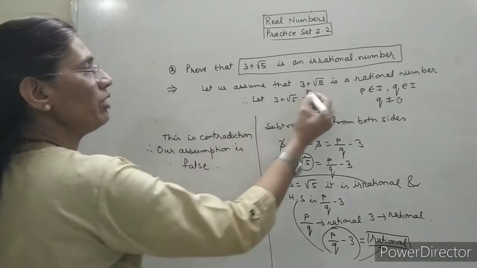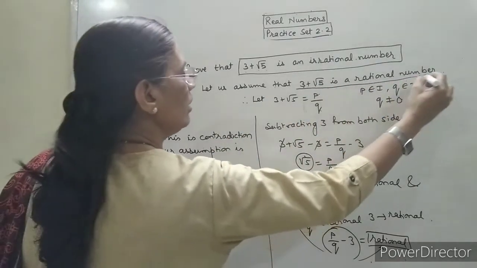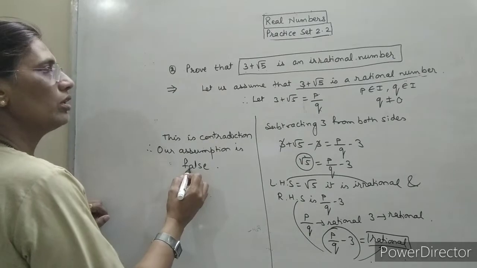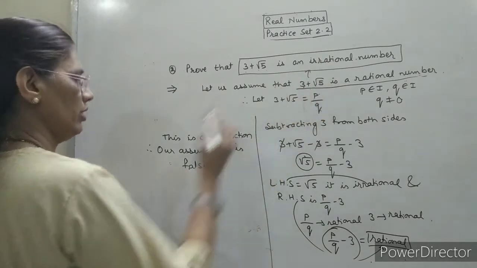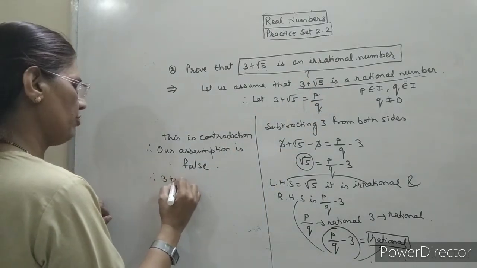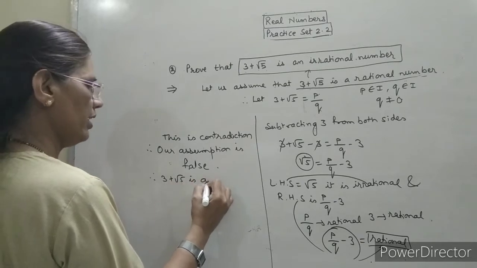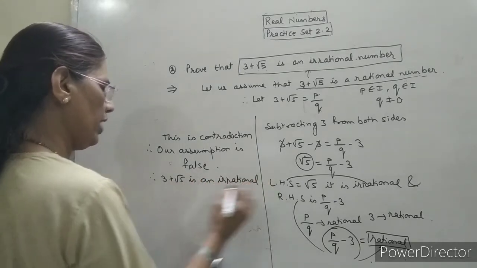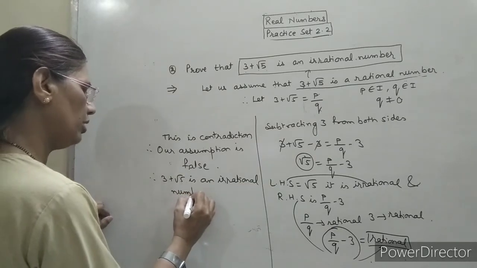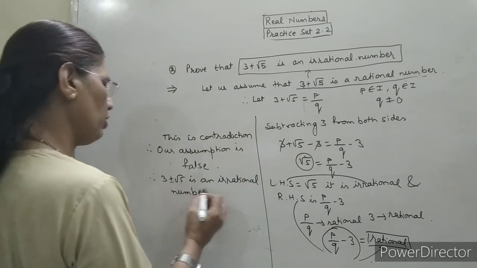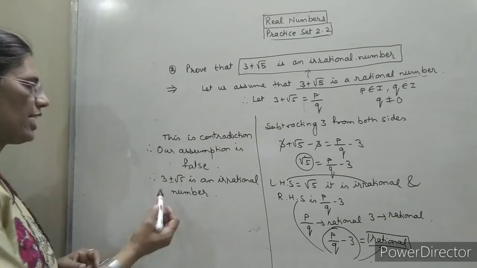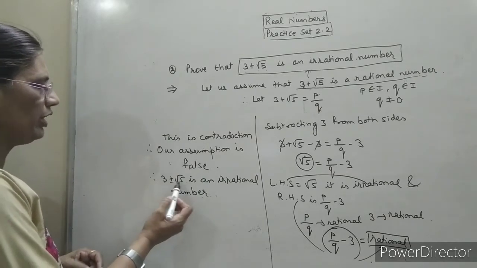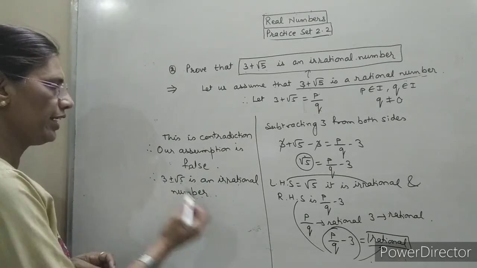If our assumption is false, then what is true? Here we have assumed that 3 plus square root 5 is a rational number and we are saying that this is false. Then what is true? Therefore 3 plus square root 5 is an irrational number. And in this way, by indirect method, we can show 3 plus square root 5 is an irrational number. That is, addition of a rational with an irrational is always irrational.